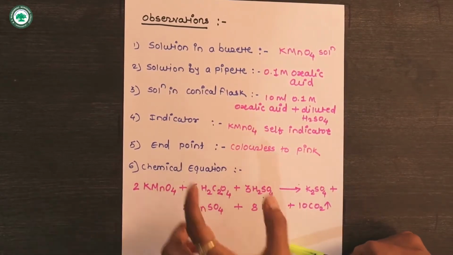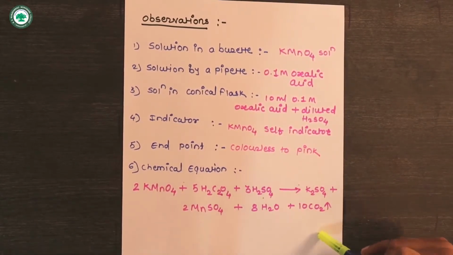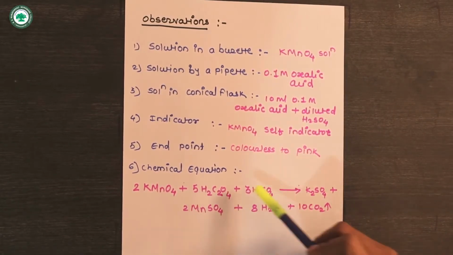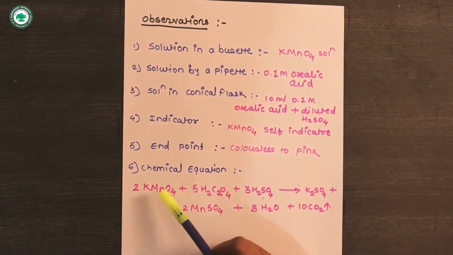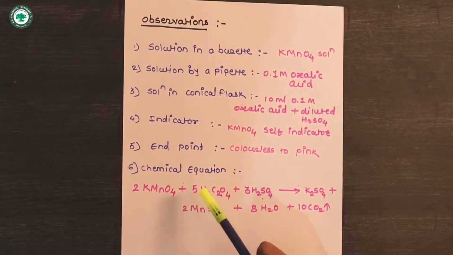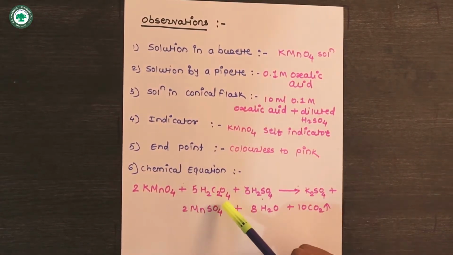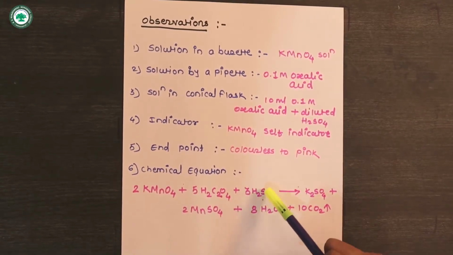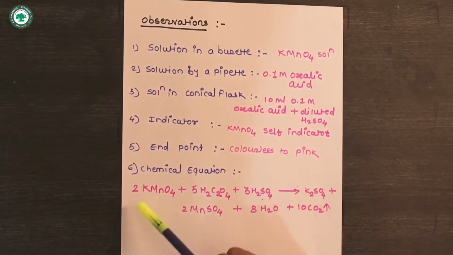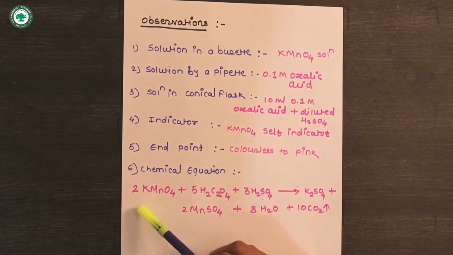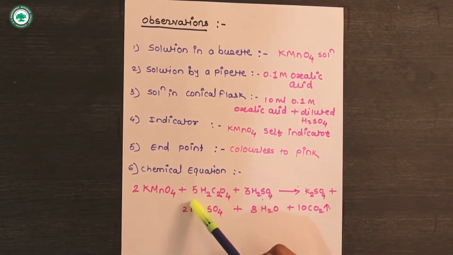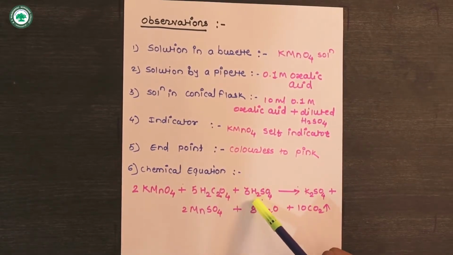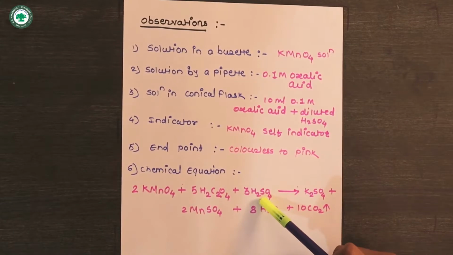We know that this is a redox reaction that takes place. It is 2 KMnO4 plus 5 molecules of oxalic acid, H2C2O4, plus 3 molecules of H2SO4. It is the combination of reactions: a 2 KMnO4 solution plus 5 H2C2O4, meaning oxalic acid, and plus 3 sulfuric acid molecules.